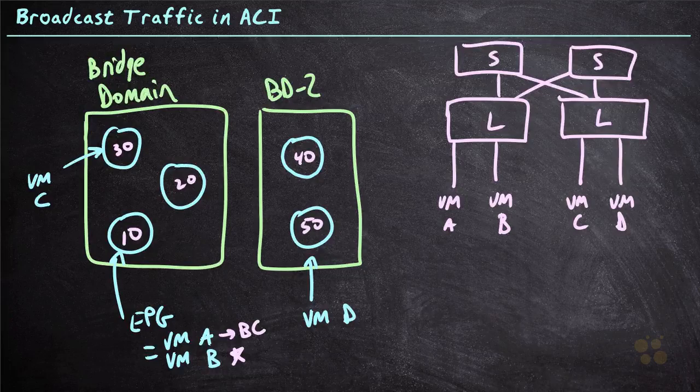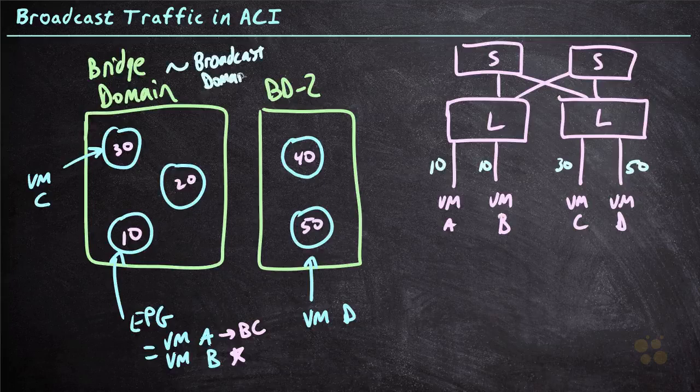So in our physical world here on the right, we have VLANs 10, 10, C as in 30, and D as in 50. And so again, looking at it traditionally speaking, VMs A and B should be able to receive each other's broadcast packets. But a bridge domain is akin to a broadcast domain as well. And so because the broadcast domain is part of the bridge domain and includes all of the EPGs that are within that bridge domain, well, guess what? Not just VMB, but VMC is also going to receive a copy of that broadcast.